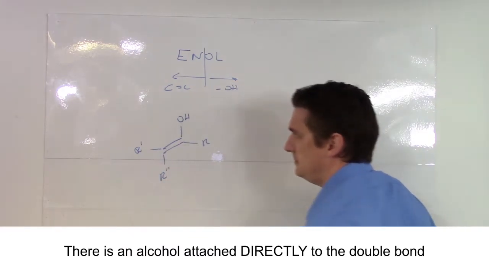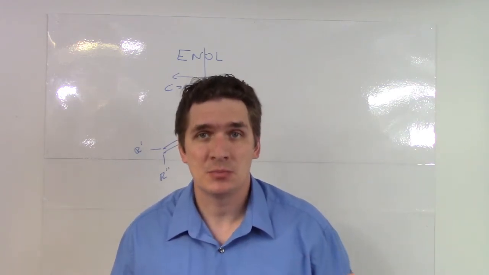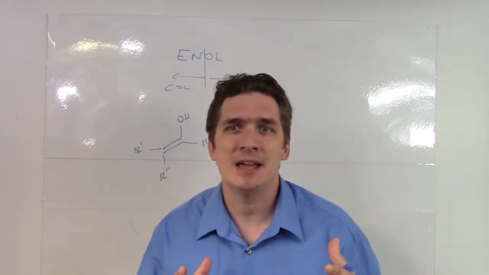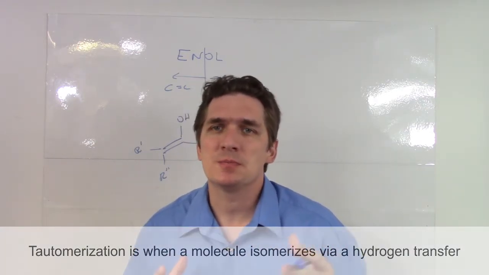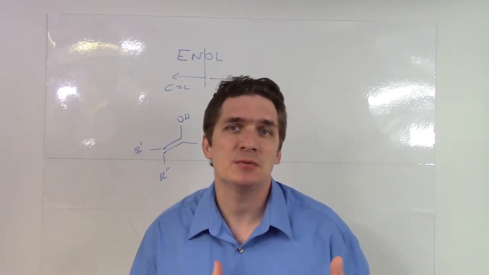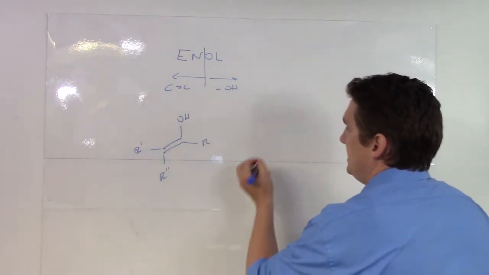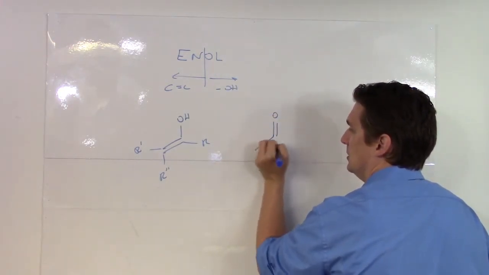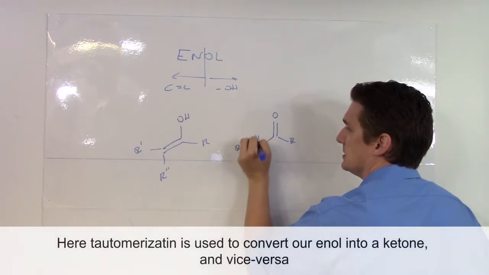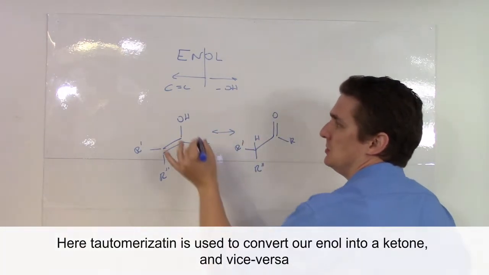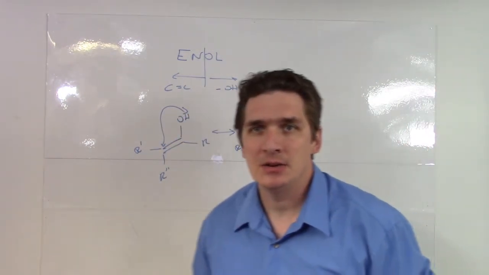like this. Now, enols are related to ketones through a process called tautomerization. So what happens with tautomerization, it's kind of like a blend of, let's say, resonance as well as proton transfer. And tautomerization specifically refers to when we change a molecule by moving a hydrogen. So a ketone would look like this. And so when we tautomerize between the two, what we're doing is we're taking the hydrogen and we're transferring it back and forth between the alcohol and the alkene carbon.